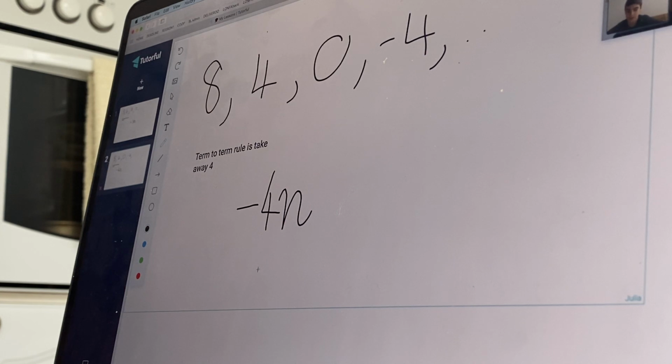So why do we have minus 4n? Each time we go from one step to the next step, we're taking away 4. So if we go n steps, we've taken away 4 times n. So minus 4n. Okay, so what else do we need there in the nth term? We know that we've taken away 4, and the term-to-term rule is take away 4. We found the nth term.